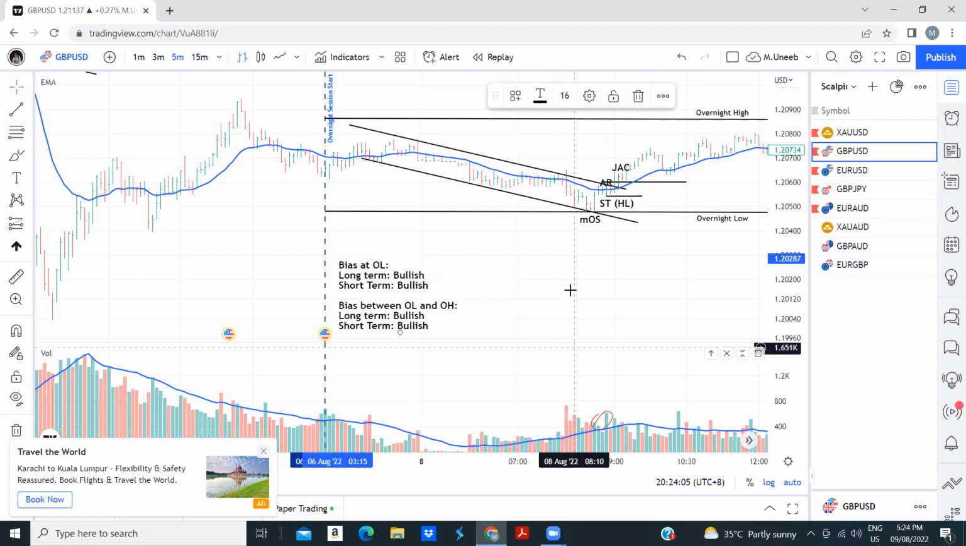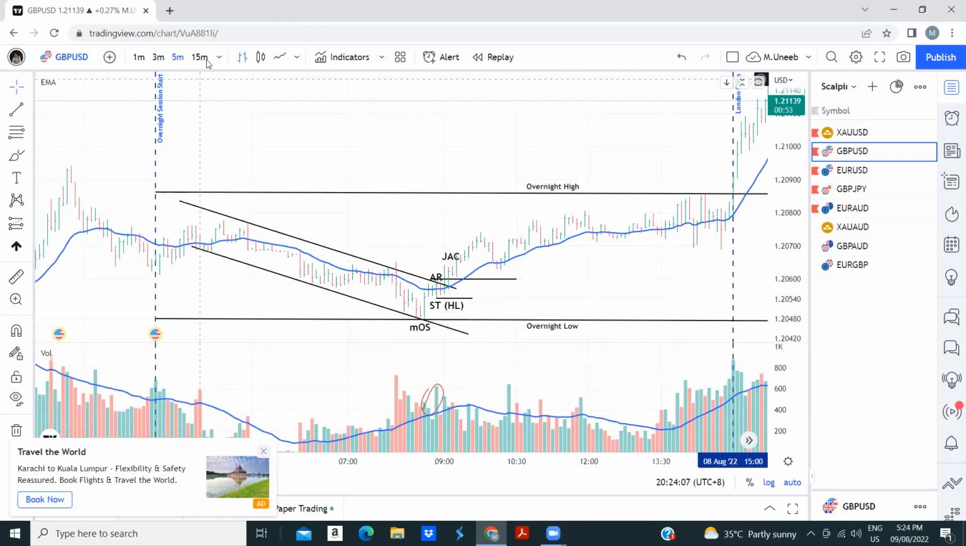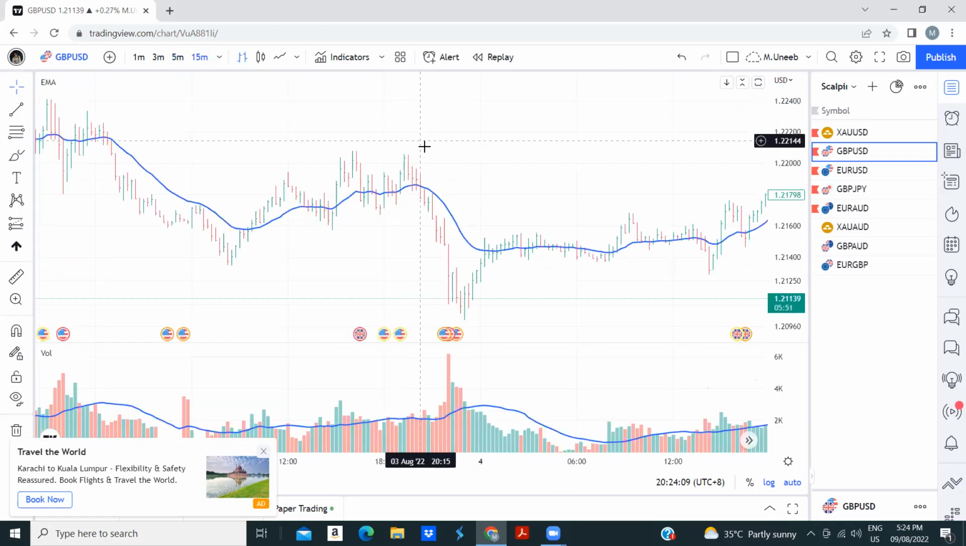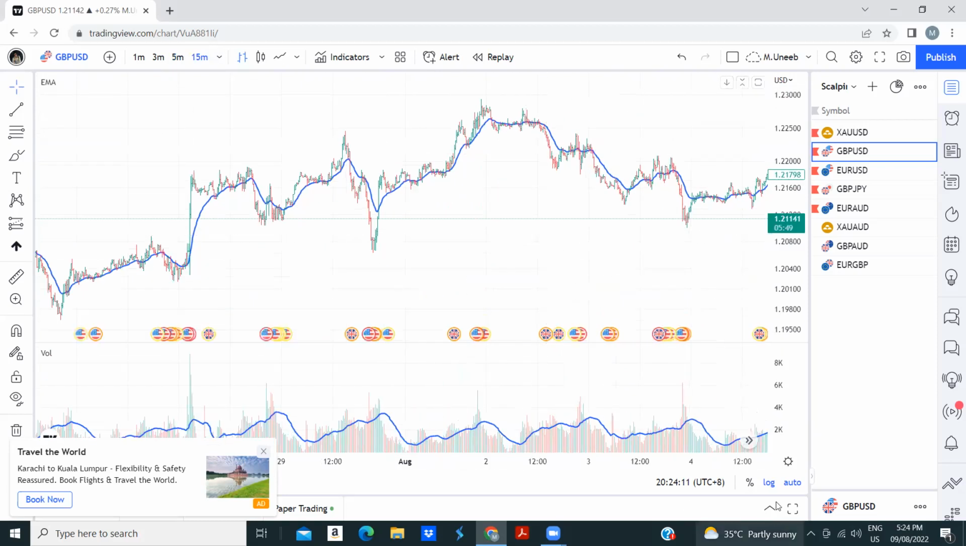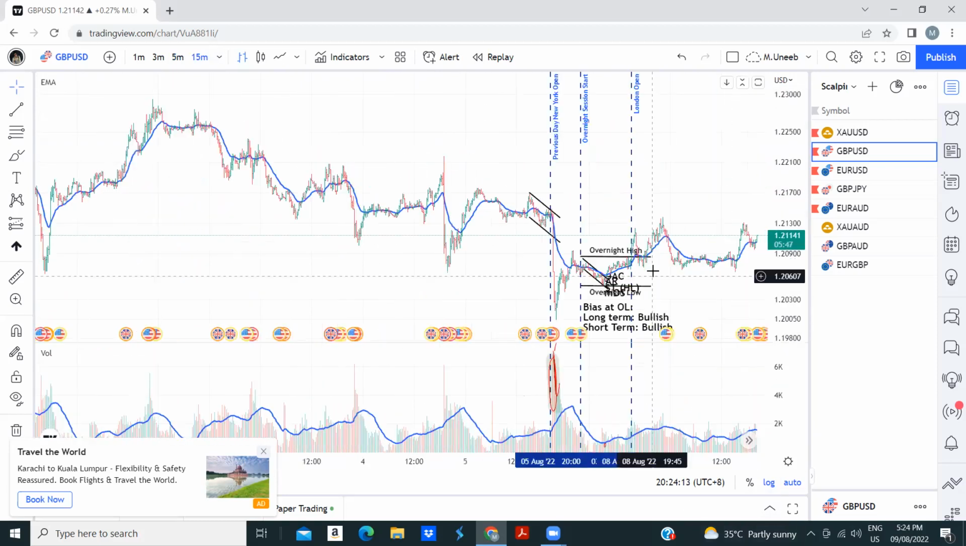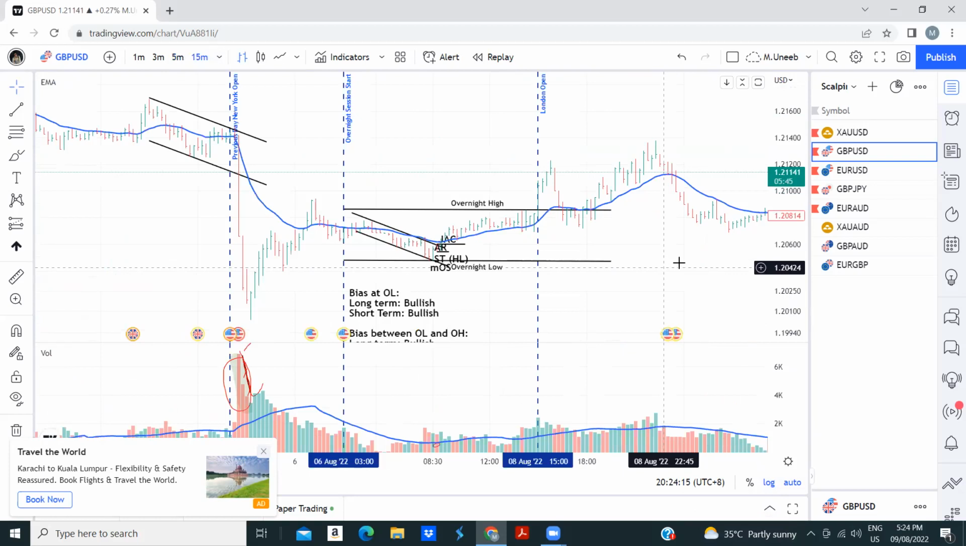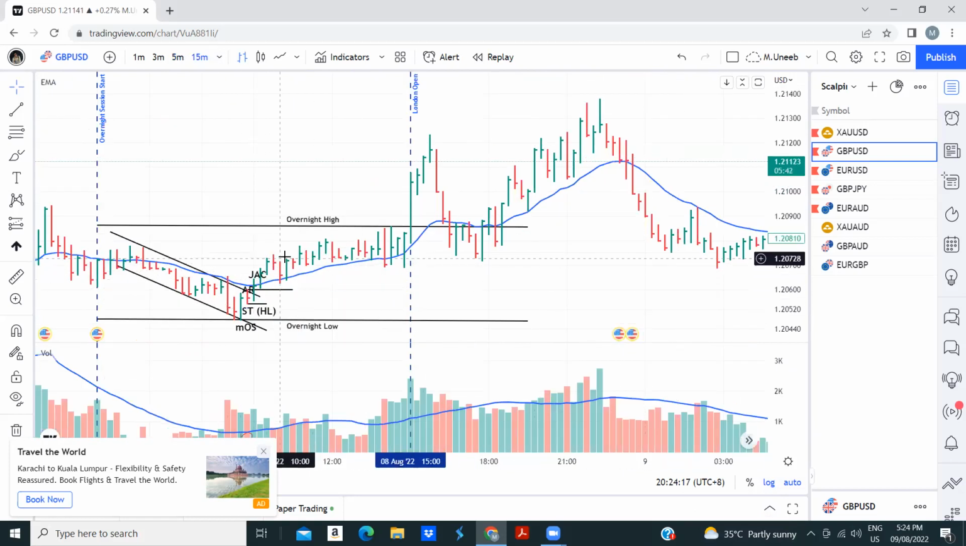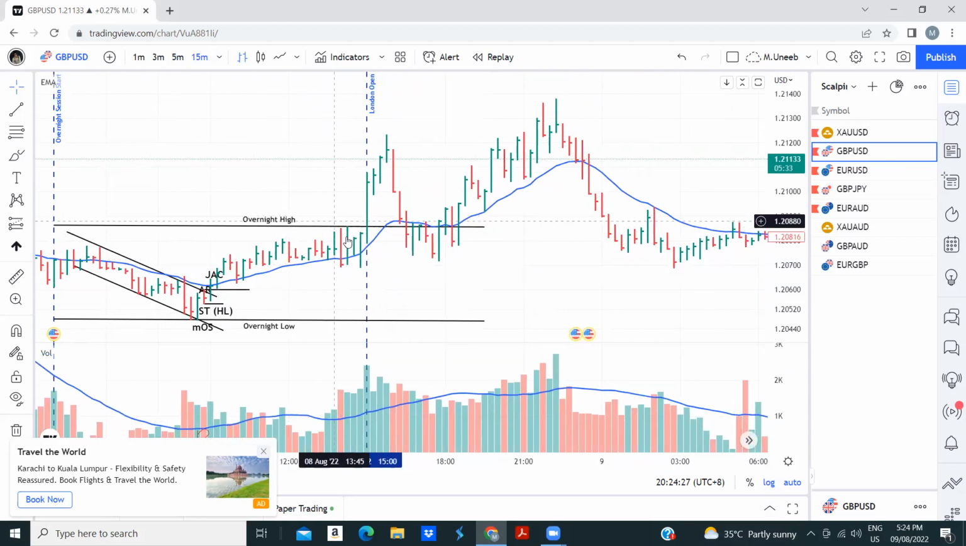What other things can you see? As the price started going up, now we come back to the 15-minute time frame, of course, and we see what's happening more here. Now as we go up here, the price further goes up. And what do we see? The price started forming a range near the overnight high.